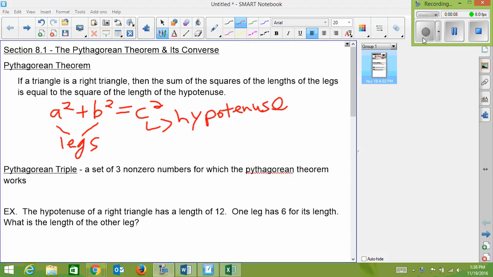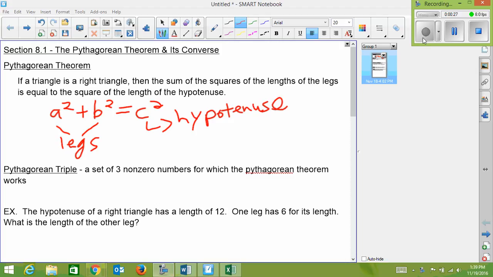Pythagorean theorem states that if a triangle is a right triangle, then the sum of the squares of the lengths of the legs is equal to the square of the length of the hypotenuse. So we should have heard this many times over the last couple of years in your math classes. A squared plus b squared equals c squared.